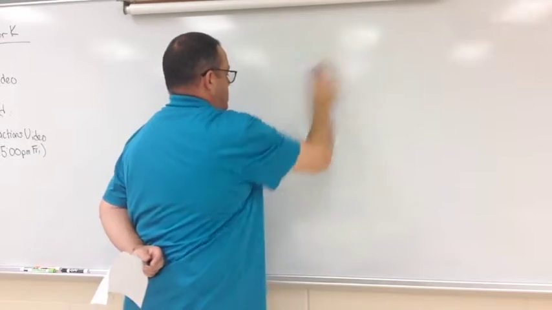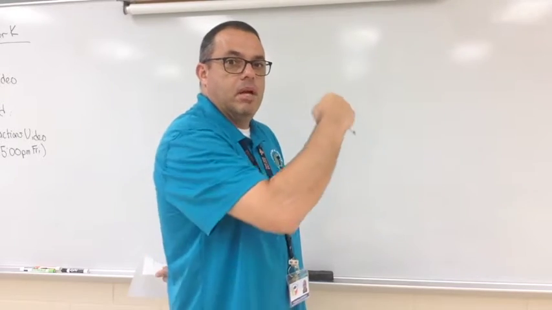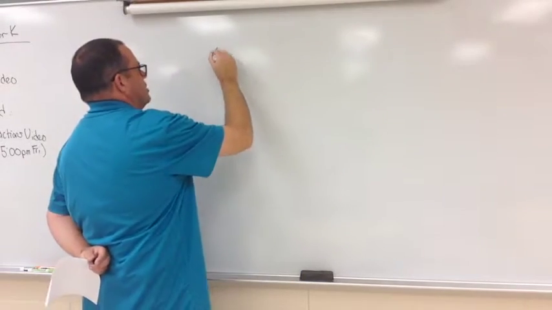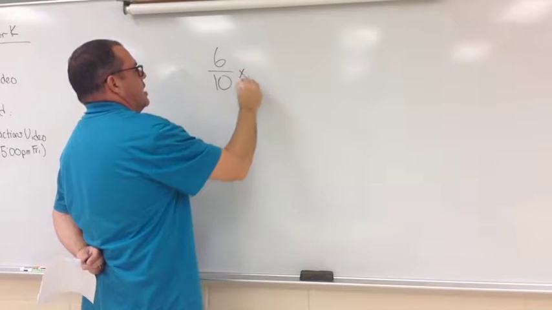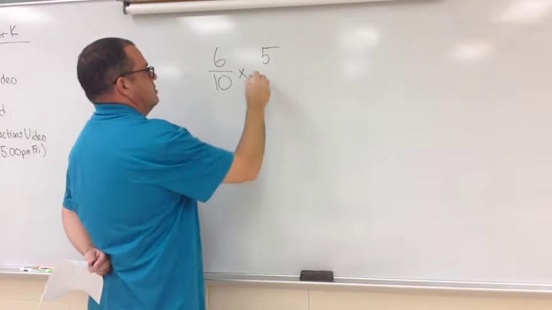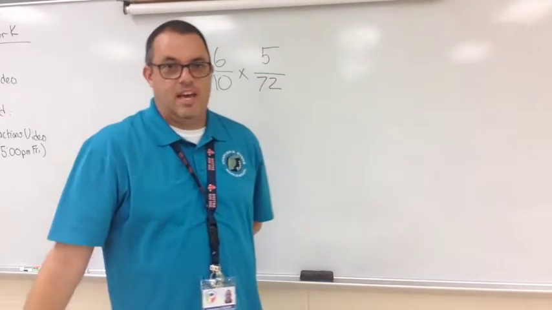And the reason we're going to try another one this time is because it's going to deal with some larger fractions, or fractions that have larger numerators and denominators. And our goal is to get our answer in its simplest form. So if we're dealing with larger numbers, we're going to come up with a larger numerator and denominator in our answer, and we don't want that. We don't want to deal with big numbers. So let's do 6/10 times 5/72, okay?